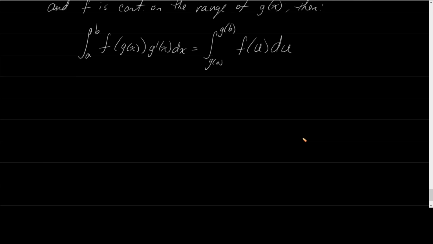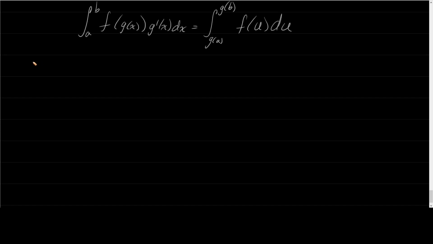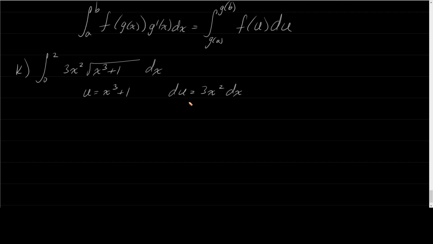Let's say that I had the integral from 0 to 2 of 3x squared times the square root of x cubed plus 1 dx. And here I'm going to start by doing a u substitution. So u is x cubed plus 1. du is 3x squared dx. Therefore, dx is du over 3x squared.